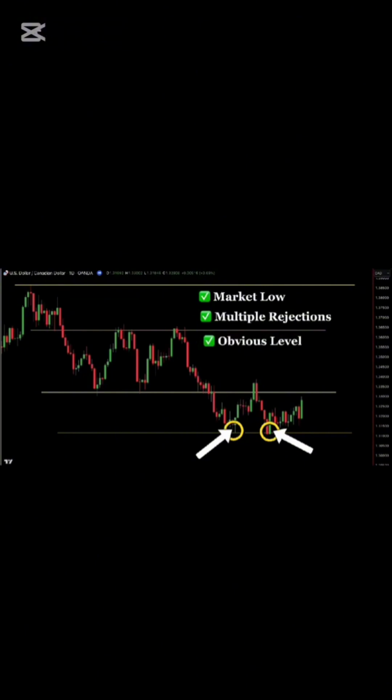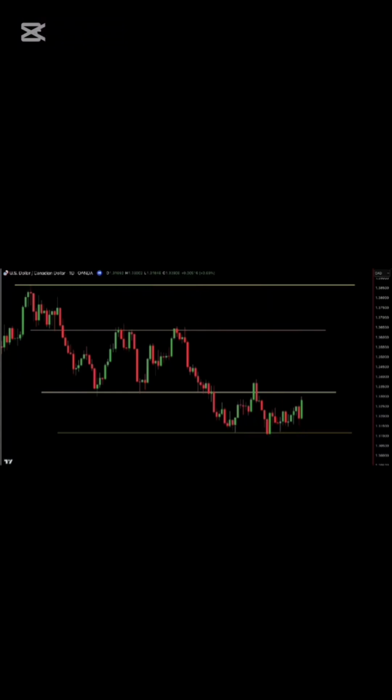As you can see, we don't need all the criteria to validate a level. Just 2 or 3 key factors are usually enough. However, as I mentioned earlier, identifying support and resistance levels alone is not enough to place a trade. We still need additional confirmation, such as candlestick pattern signals and other confluence factors, to increase the probability of success.